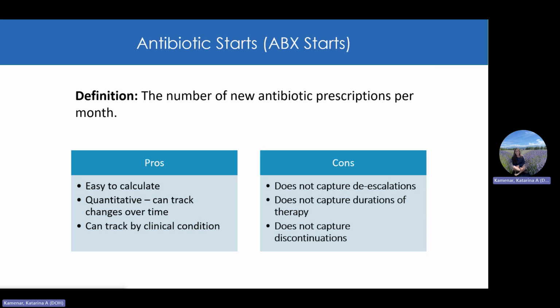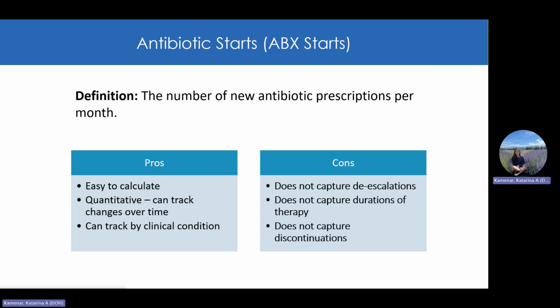Antibiotic starts are an easy to calculate antibiotic use measure. It's simply the number of new prescriptions per month. This is a quantitative measure, which means you can track changes over time. It can be particularly useful if you track starts by a clinical condition such as urinary tract infections or respiratory infections. Antibiotic starts is a good measure if you've implemented an intervention to reduce the number of inappropriate prescriptions.